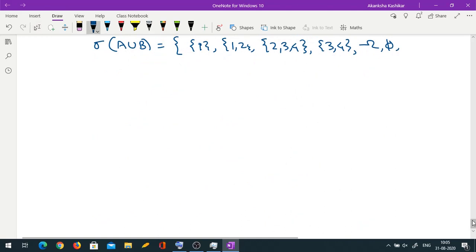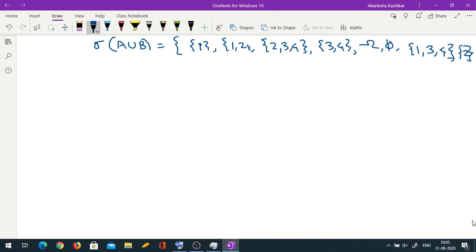So the union of {1} with {1, 2}, no problem. Union of {1} with {2, 3, 4}, no problem. But the union of {1} with {3, 4} is missing, so I need to add it. So {1, 3, 4}. Then the union of {1, 2} with {1}, no issue. {1, 2} with {2, 3, 4} is also fine. {1, 2} with {3, 4} is also fine. {2, 3, 4} with {1, 2} is fine. {2, 3, 4} with {1} is fine. And {2, 3, 4} with {3, 4} is also fine. But I need the complement of this. So the complement of {1, 3, 4} is the singleton {2}.